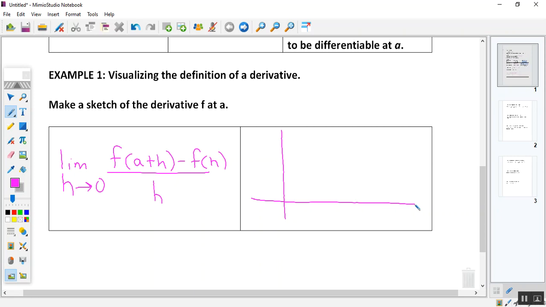Is that supposed to be h or an f of h? Oh, this is an a. Appreciate it. You caught me. It's the first mistake I've made all month.